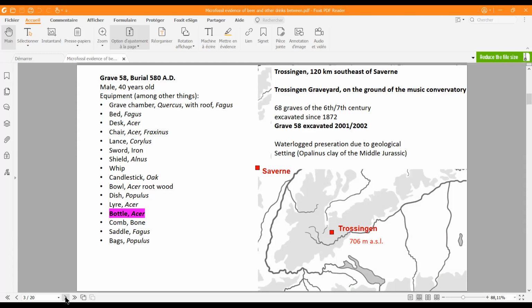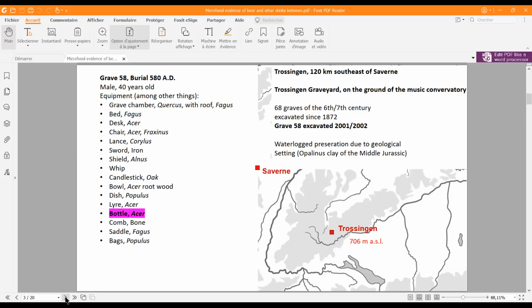It is since 1872, and 3 last graves, among them grave number 58, were excavated in 2001 and 2002. In this region we have got a lot of wet conditions in the soil because of the geological setting.